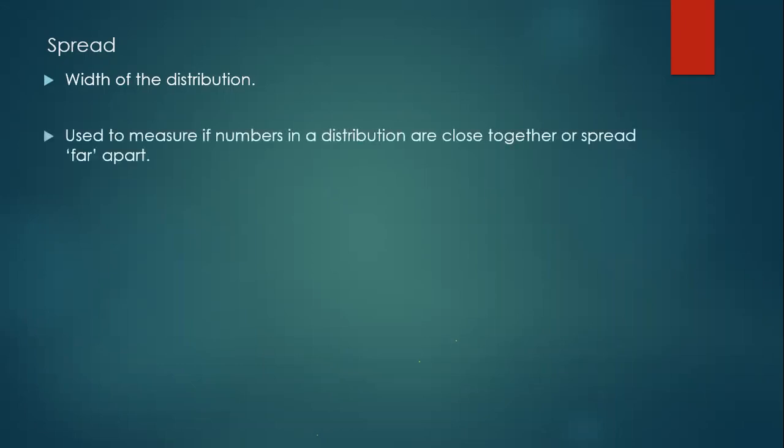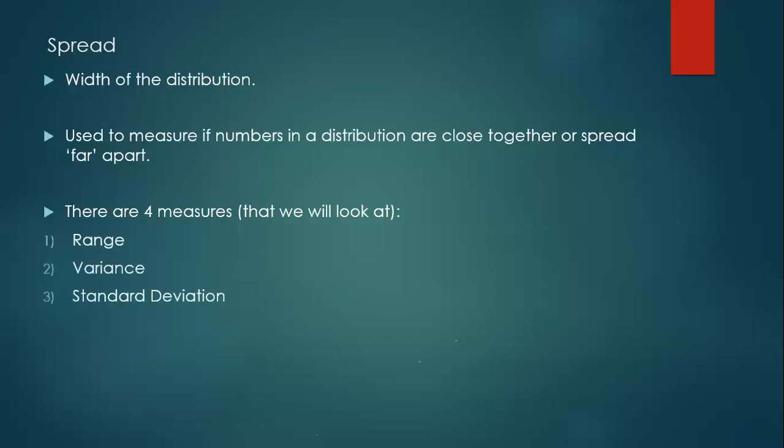So the last thing we're going to look at in our sums is our S, which has to do with spread. So the spread is the width of the distribution. It is used to measure if numbers in a distribution are close together or spread far apart. So there are four that we will look at. We have the range, the variance, the standard deviation, and the interquartile range.